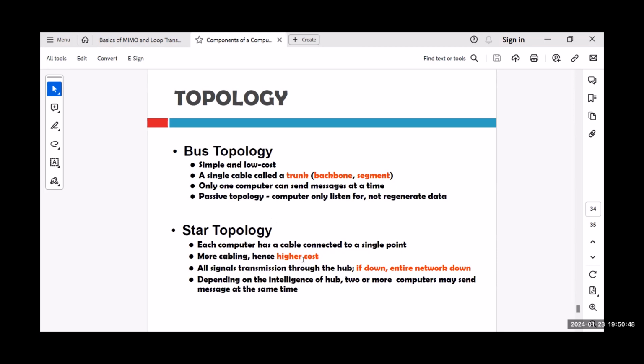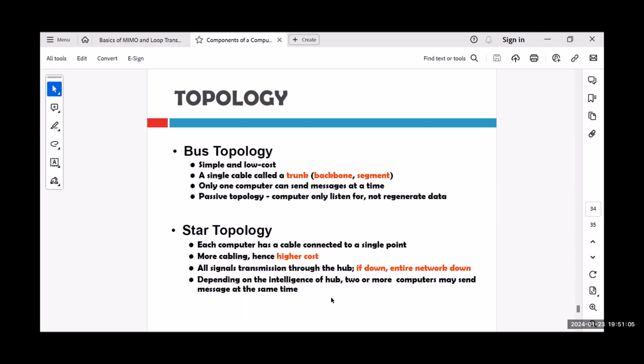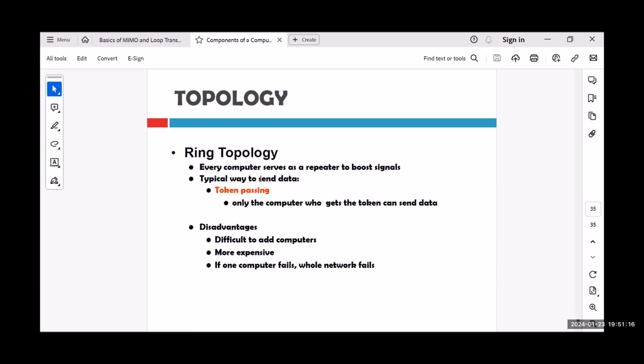In case of star topology, each computer has a cable connected to a single point. More cabling and higher cost. All signal transmissions go through this central hub. If it is down, the entire network gets down. So if the hub is down, regardless of these four computers, even if they are fine, it becomes useless, because if the hub is down, the complete system would fail. Depending on the intelligence of the hub, two or more computers may send messages at the same time. The two computers can send messages at the same time, courtesy of the star topology.